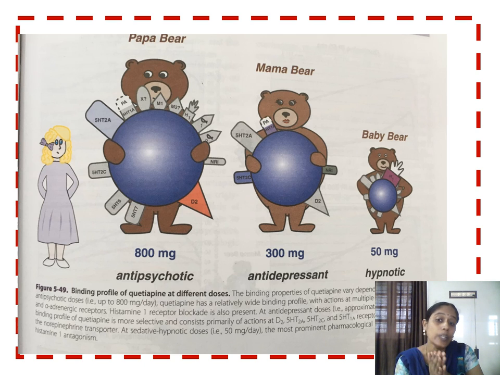At high doses, 800 milligram, it has non-selective action. It has action on various receptors, so it can give an antipsychotic effect. Whereas at 300 milligram dose, it's called mama bear because it is a bit less. So it has only antidepressant action, selective action. Again, at 50 milligram dosage, it is very low. Still selective, it has only sedative action, so hypnotic action. So depending upon the dose, quetiapine effects vary.